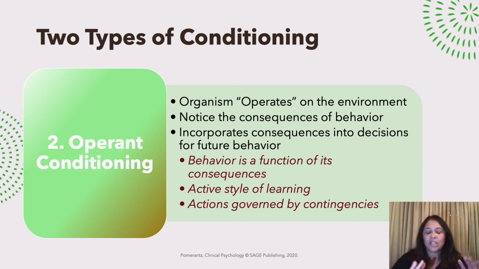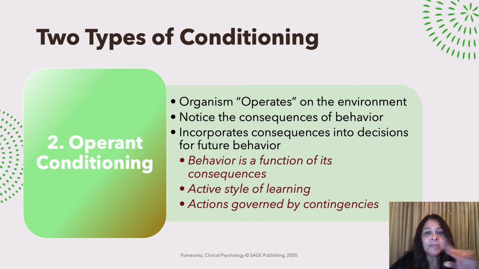The notion that we constantly, as organisms, are scanning our environment, we notice the consequences of our behavior, and we start to incorporate those consequences, or our learned behaviors, into our decisions so that we can make better choices for future behaviors. This is considered an active style of learning. It's much more of an active style of learning than classical conditioning is, because in operant conditioning you have a time, you have a place, the organism is paying attention. They may even take action and change their decisions and choices because of the consequences of that original behavior.